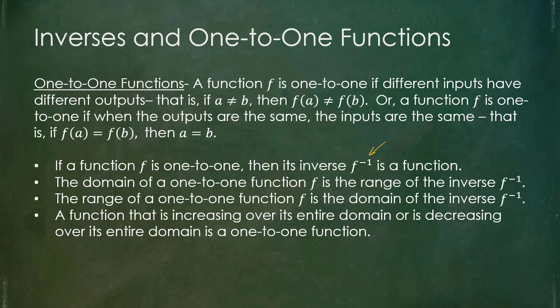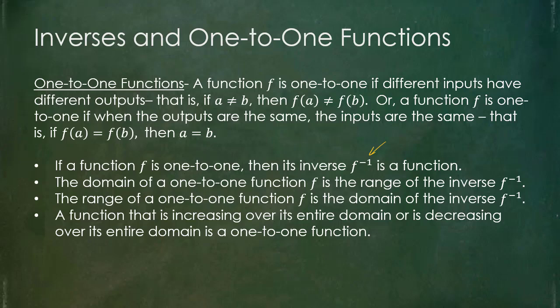And some things that are important about how functions and their inverses relate to one another: the domain of a one-to-one function will always be the range of the inverse function, just like the range of the original one-to-one function will also equal the domain of the inverse. So basically the range and domain perfectly swap when you compare the original function with its inverse function.